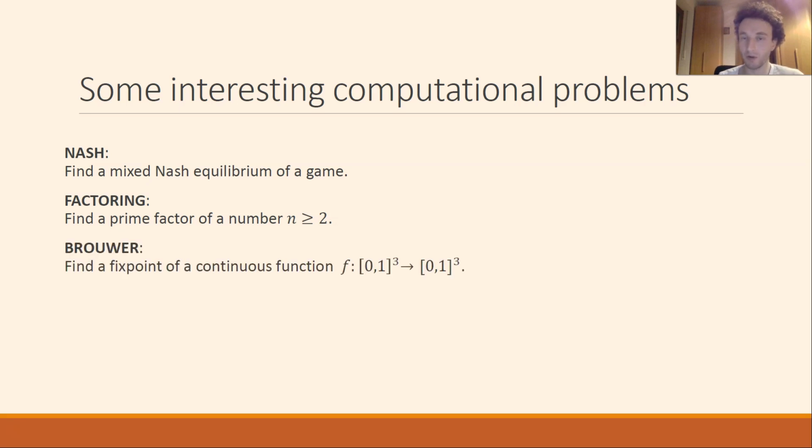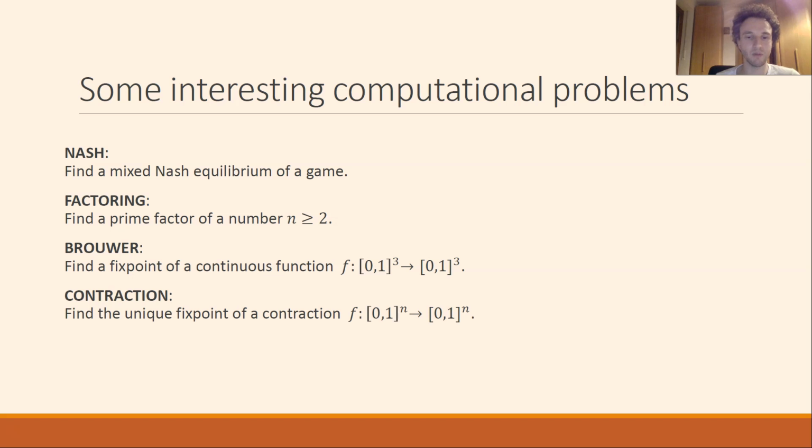After that, we have Brouwer. Given a continuous function f from the unit cube to itself, compute any fixed point of that function. What is a fixed point? It's a point x, such that f of x equals x, namely the point remains fixed if you apply f. Then we have a similar problem, contraction. Given a contraction function from the unit hypercube to itself, compute the unique fixed point of that function.